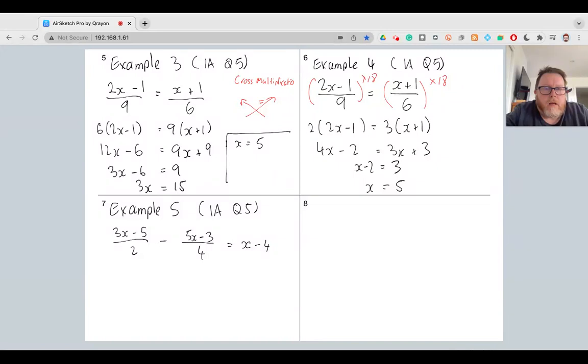So, which way's better? Answer: example 4 is definitely better, but not by a lot. If you continued to do cross multiplication, you just did it whenever you had the whole of the left-hand side as a fraction on the left and the whole of the right-hand side as a fraction, then you would be okay. There's no dramas there.